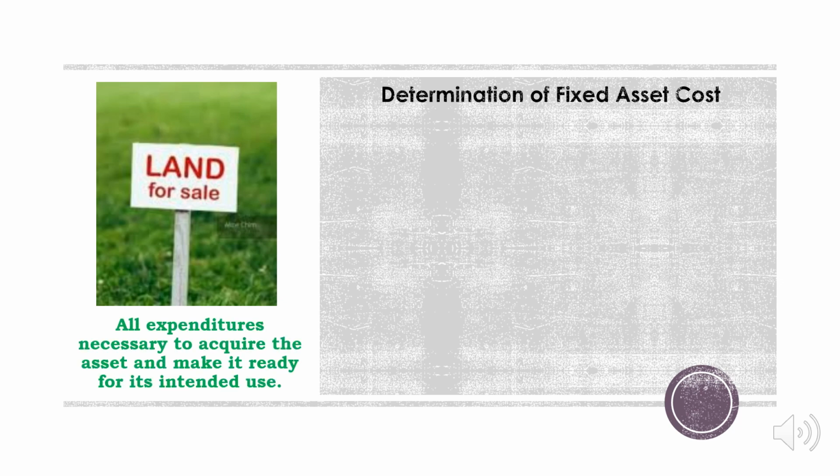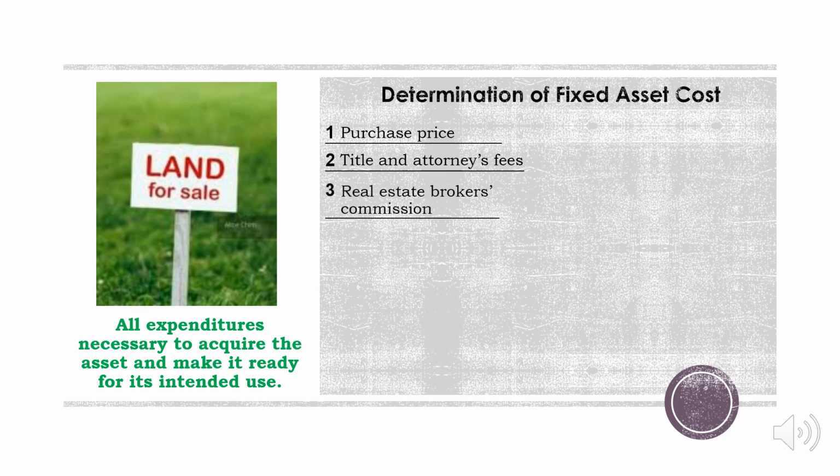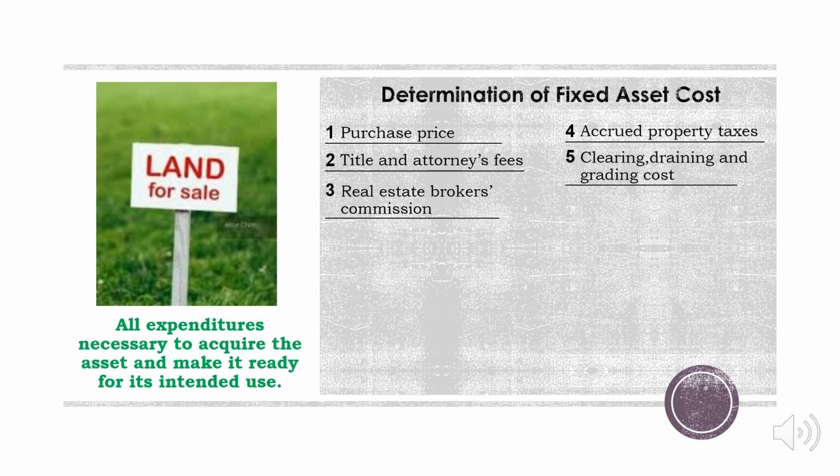How to determine a fixed asset cost? All expenditure necessary to acquire the asset and make it ready for its intended use: purchase price, title and attorney fees, real estate broker's commission, accrued property tax, clearing, draining, and grading costs, demolition and removal costs.